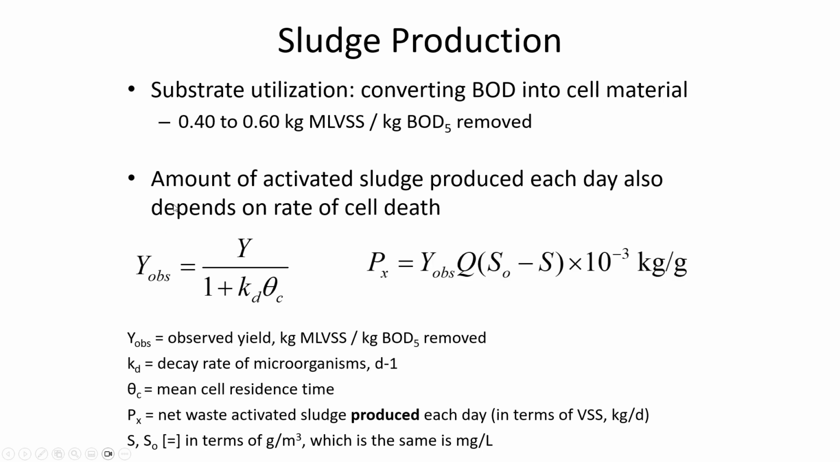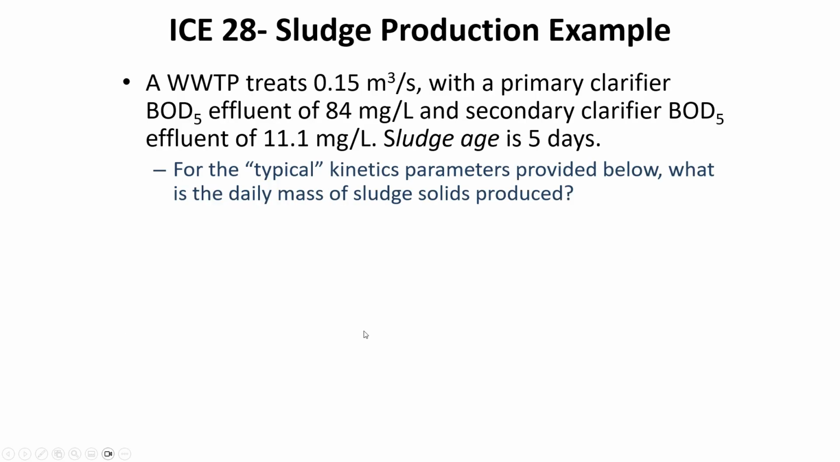And why that's important is that the sludge production, P sub x, tells you the mass of volatile suspended solids per day that's being generated by your system. And this is, by the way, the mass of sludge solids. It's not the mass of liquid and solids. This is the mass of cell solids, P sub x, that's being generated each day.